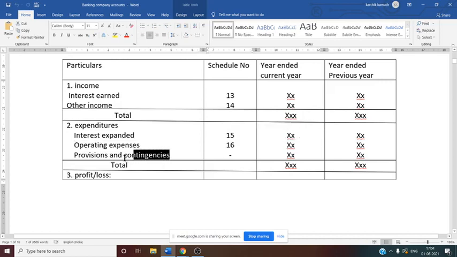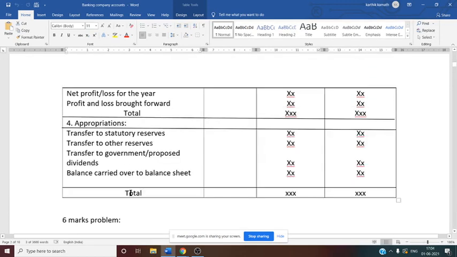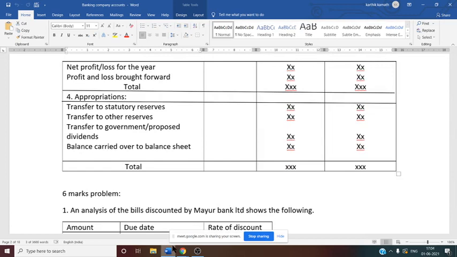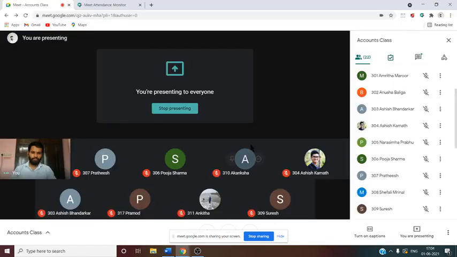Then provisions for contingency, I have already told you. One is provision for taxation and the second is provision for bad debt. So this is how you have to look at schedules 1 to 16. Now tell me, have you understood whatever we have discussed? We have discussed it in brief. Whatever is required from the point of view of the syllabus, I have told you. If you want in-depth information, you can refer to various books.